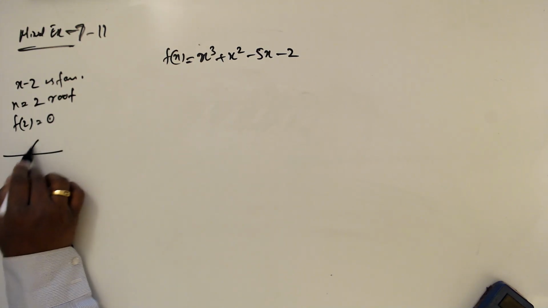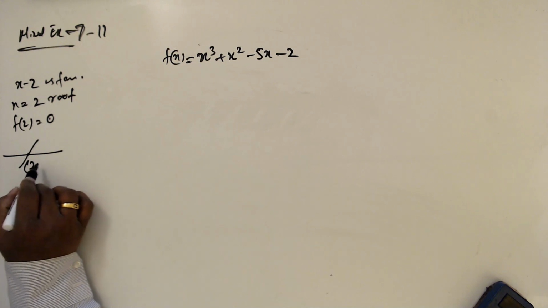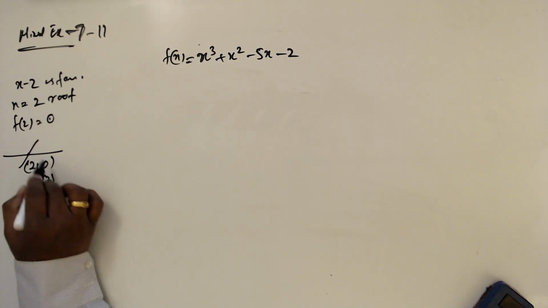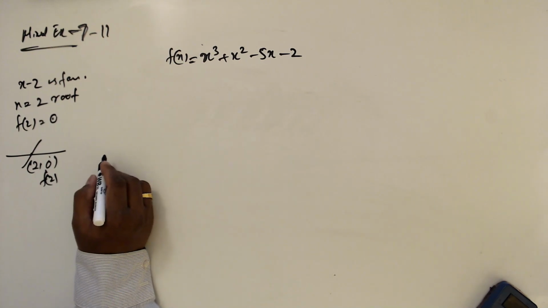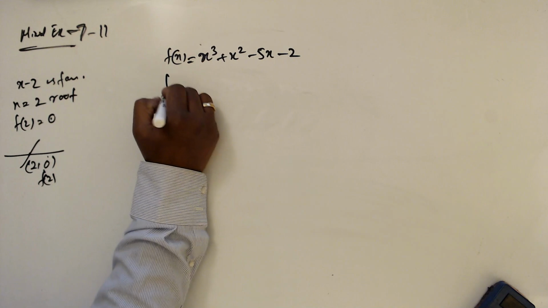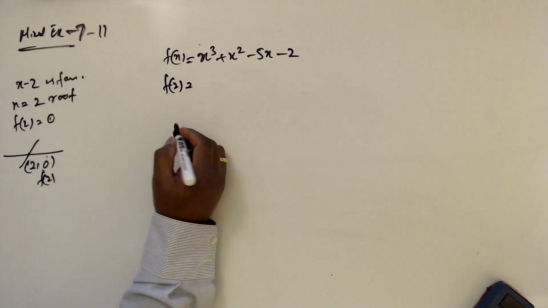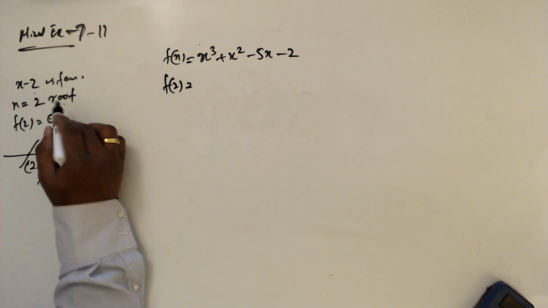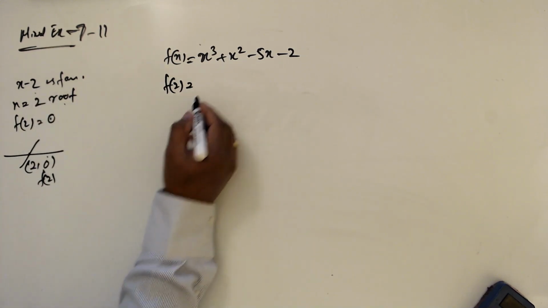We know that when 2 is a root, the y value has to be 0. So now we want to show that x minus 2 is a root. We'll substitute. If x equals 2 is a root, then x minus 2 is a factor.